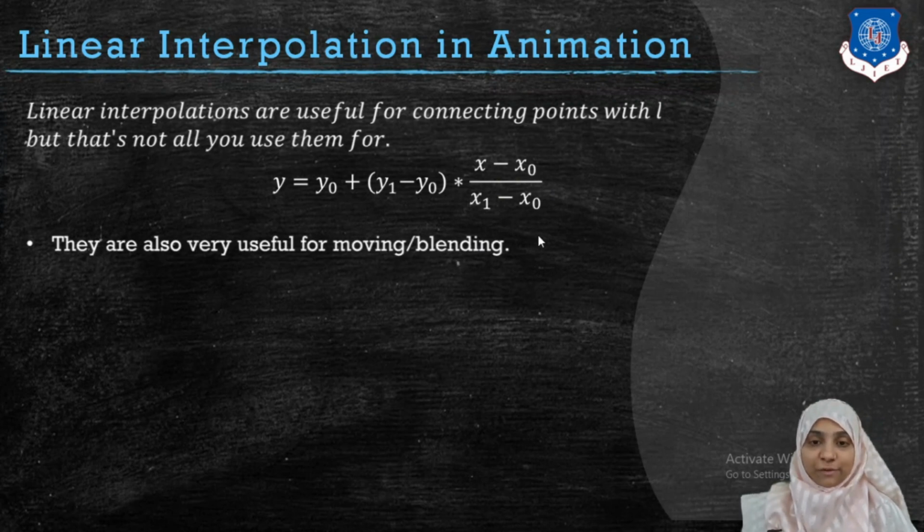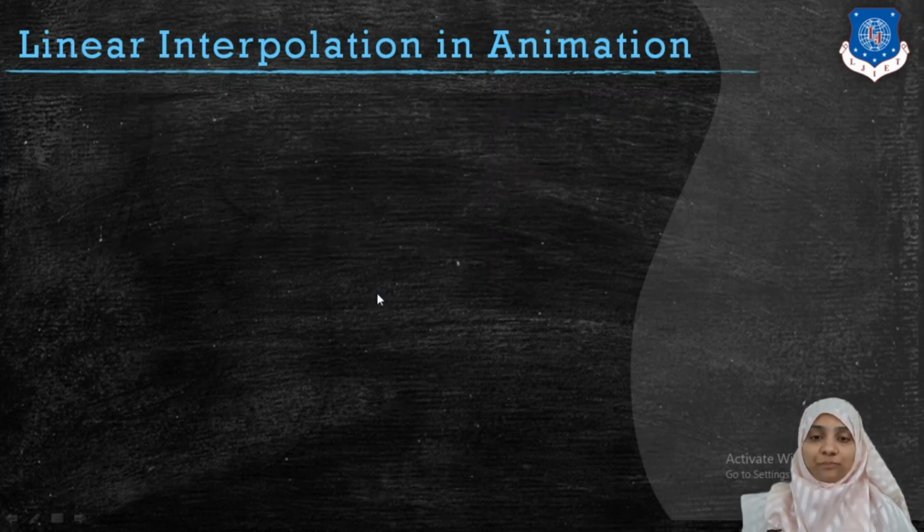Now this interpolation is not used as it is in our animation. We use the same interpolation formula not to find the straight line or the coordinate, but to perform an animation or something called blending. Let us see how.